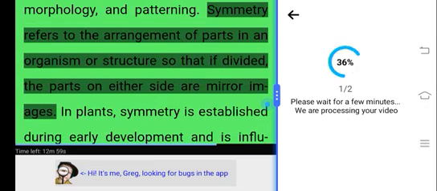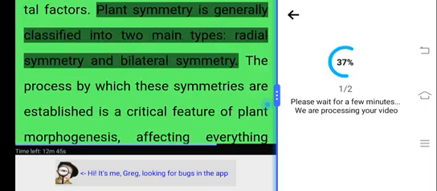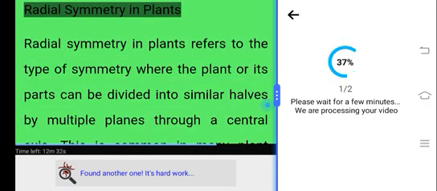Symmetry refers to the arrangement of parts in an organism or structure so that it is divided and the parts on either side are mirror images. In plants, symmetry is established during early development and is influenced by both genetic and environmental factors. Plant symmetry is generally classified into two main types: radial symmetry and bilateral symmetry. The process by which these symmetries are established is a critical feature of plant morphogenesis, affecting everything from flower structure to leaf arrangement and root development.